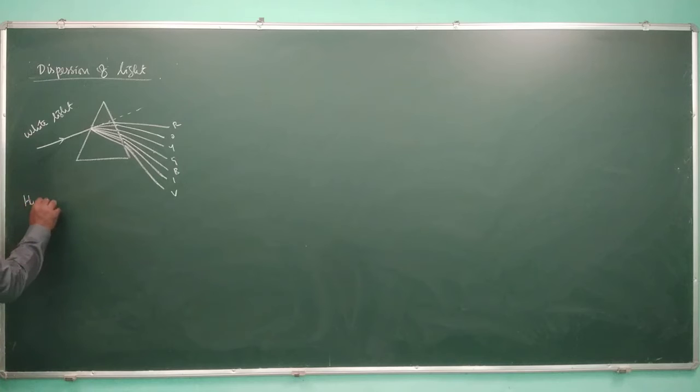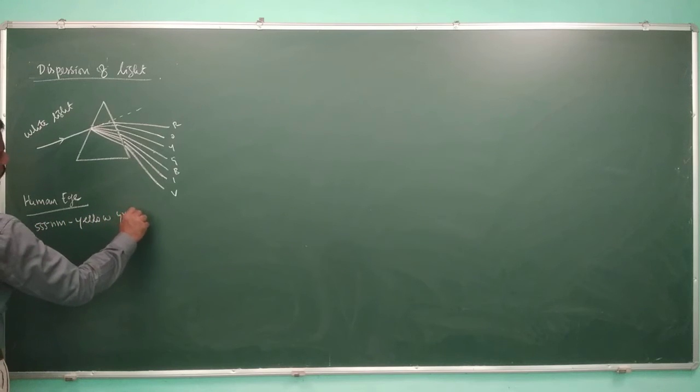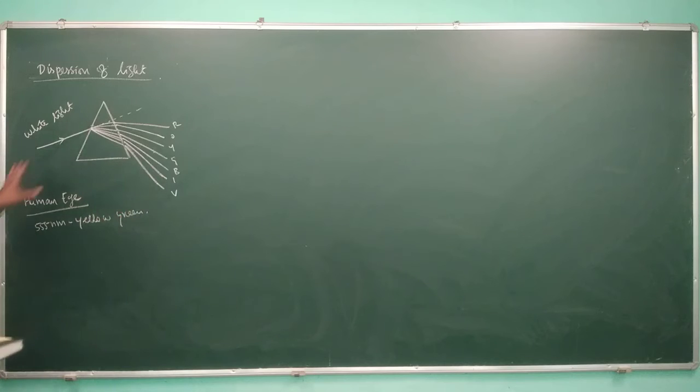For your information, the human eye has more observing capacity for yellow green, which is 550 nanometer, so it is more visible. When you are looking in the spectrometer, yellow green color will be brighter than other colors. Here, as the violet is deviating more, the angle of deviation for violet is greater than the angle of deviation for red, so that the refractive index for violet is greater than the refractive index for red.